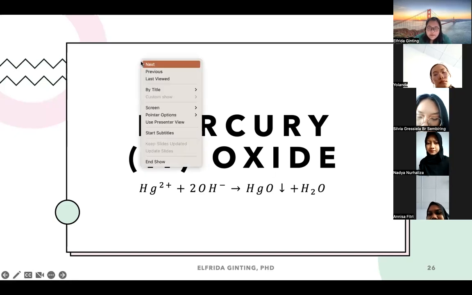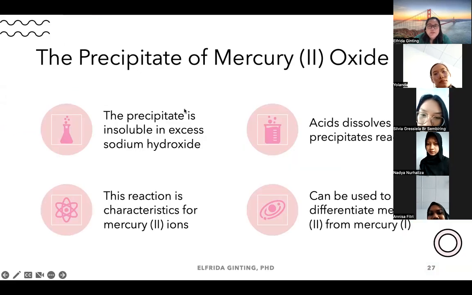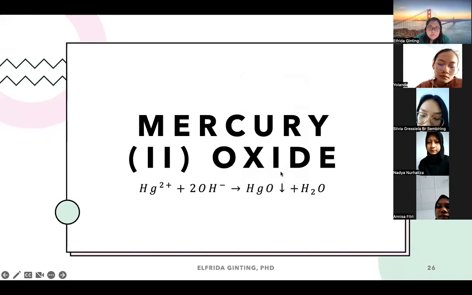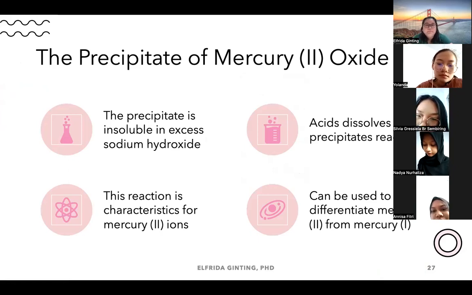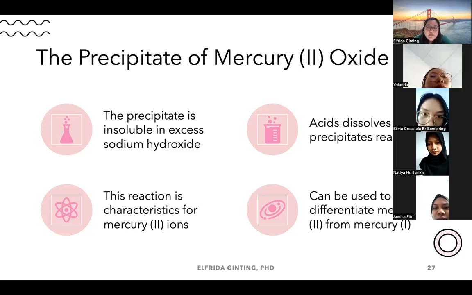Now, what happens if we want to dissolve it? If we want to dissolve it, we can react it with acid. When we react this product with acid, it will dissolve. And with this reaction, you can differentiate mercury 2 from mercury 1.